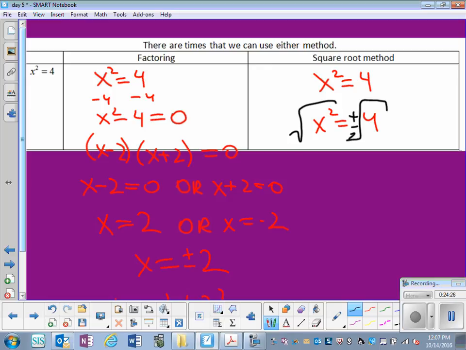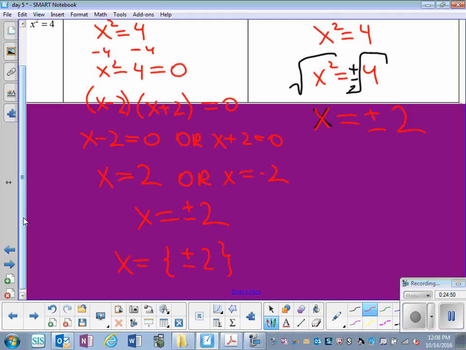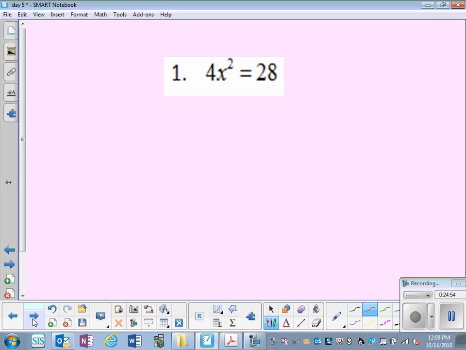Okay, so plus minus. What is the square root of x squared? X. And then plus minus, and what is the square root of 4? 2. Same answer. Exactly the same answer. Questions? Okay. Ready to try something by yourself? No, not yet? Okay, let's do one more together.